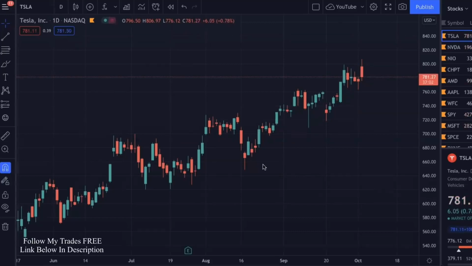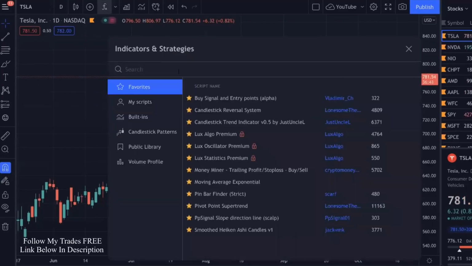But anyway, what we're going to do is step number one. Once you get into Tradingview, this is what the chart's going to look like. Here are the indicators that you're going to add. I found this combination to be super, super effective and profitable for me. So let's see what you guys think about it.